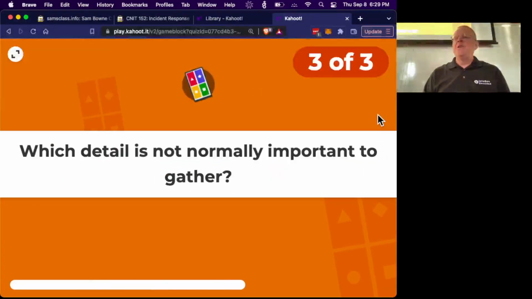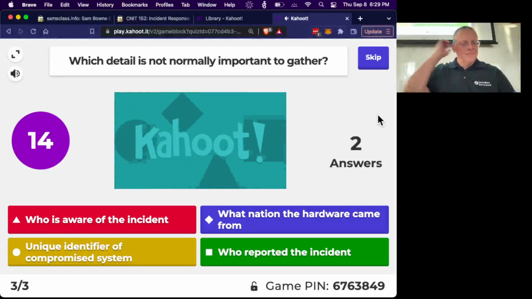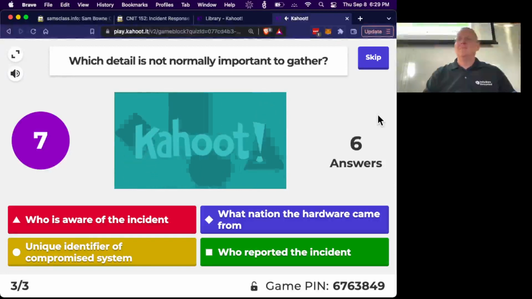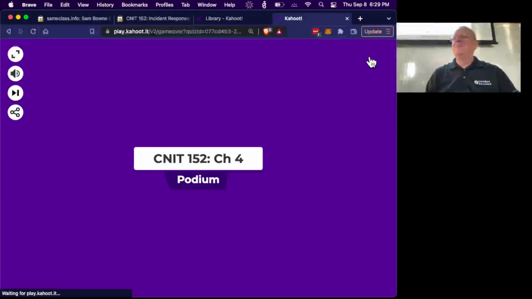All right. So which detail is not normally important? Yeah, and of course this one is growing in importance as we have blockage against Chinese network gear and stuff. We're getting more and more worried about what nation the hardware came from, but again, it's not as big an issue as these other things. All right.